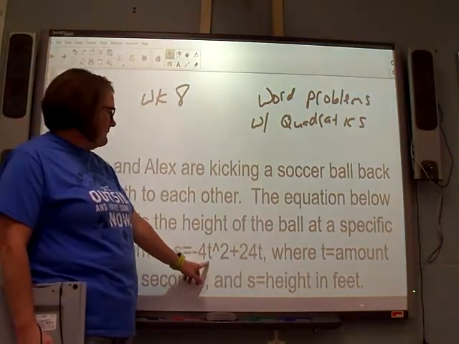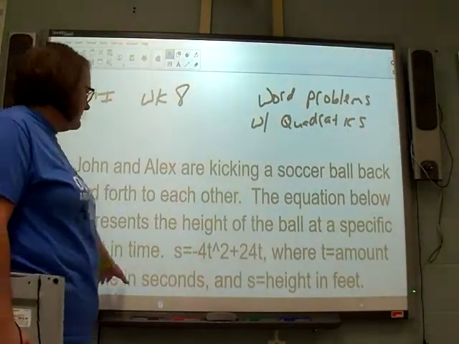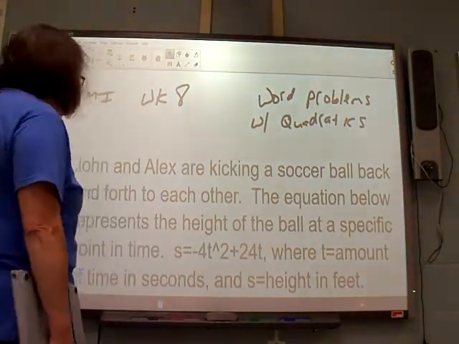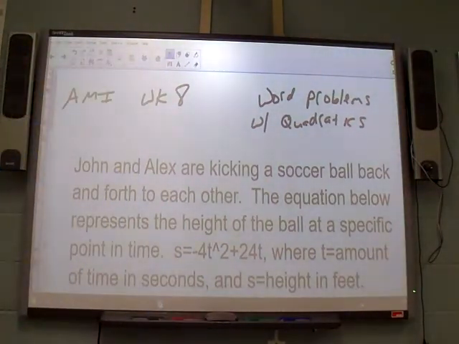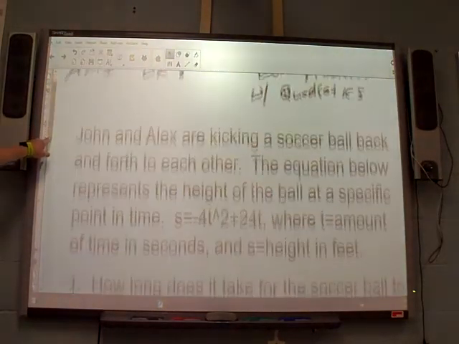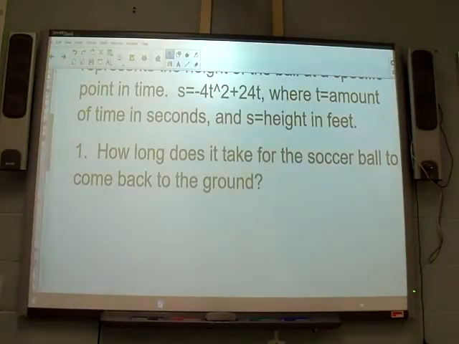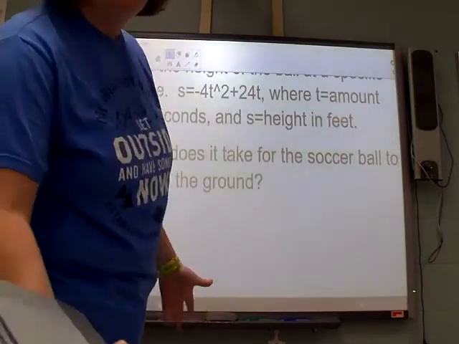S is equal to negative 4t squared plus 24t, where t is time in seconds and s is height in feet. Okay? So let's see what it asks us to do with that there. First off, how long does it take for the soccer ball to come back to the ground? Well, that's a 0. Okay?